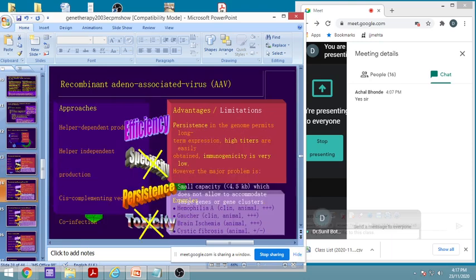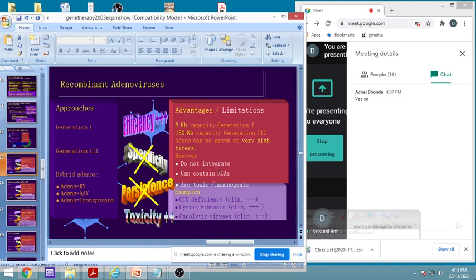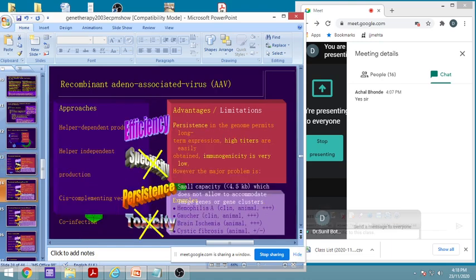Then next is recombinant adeno-associated viruses. What were the approaches? Helper-dependent production, helper-independent production, then cis-complementary vector and co-infection. These were various techniques which were planned. Deficiency-wise it was good, but specificity-wise and toxicity-wise it was not acceptable. Here the same thing: specificity and persistence-wise, it cannot be repeated again and again. Efficiency-wise, maybe it allows a good number of base pairs, but the problem was there and toxicity was significant.